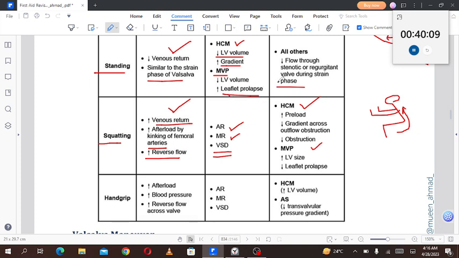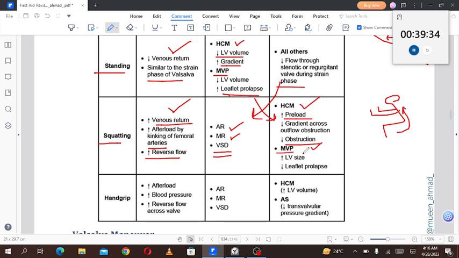So this is the opposite condition, where these murmurs came here and these murmurs came here, because now we are having an increase in the preload and maybe also an increase in the afterload. So hypertrophic cardiomyopathy is softened because of increase in the preload. There is a decreased gradient across the outflow obstruction and decreased obstruction. If the obstruction is relieved to some extent, that decrease in the obstruction will decrease the gradient across the outflow obstruction and resultantly we get a softening of the hypertrophic cardiomyopathy murmur.